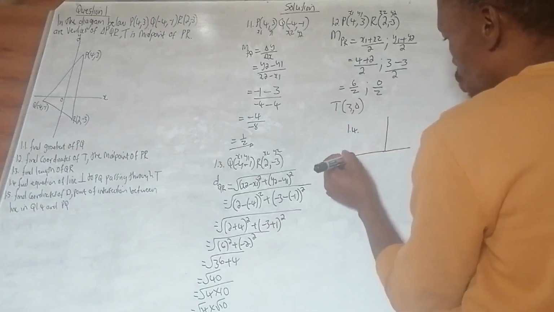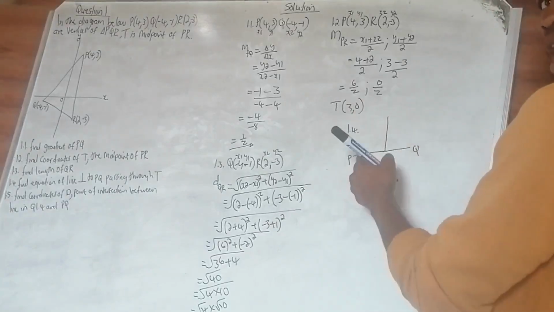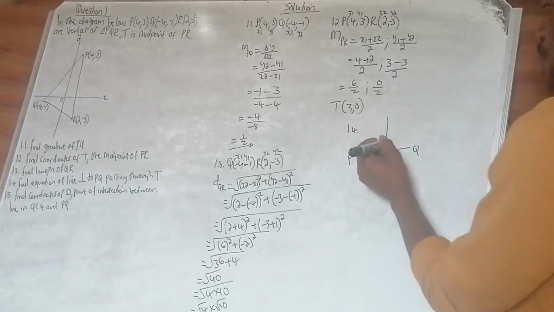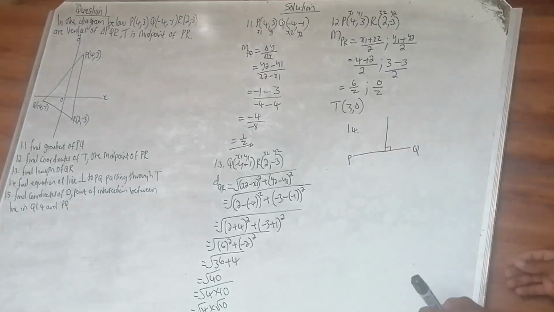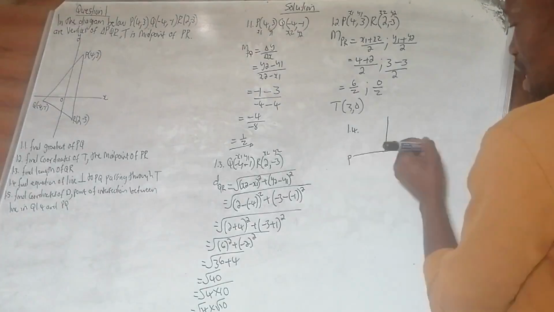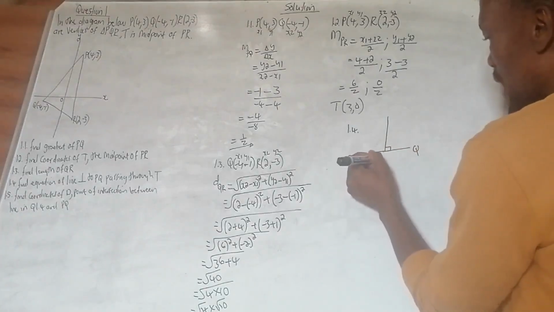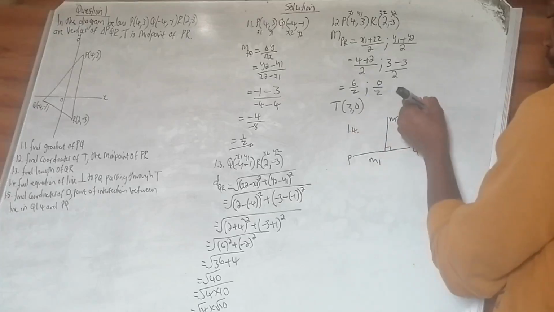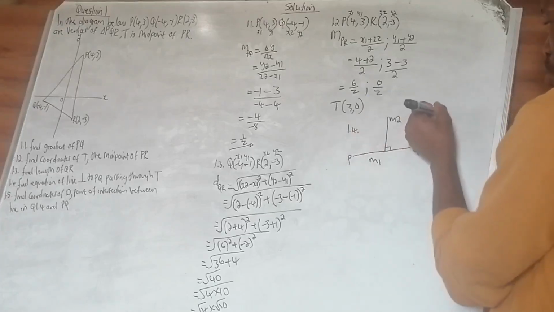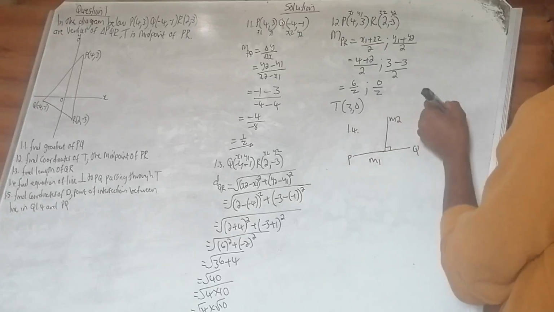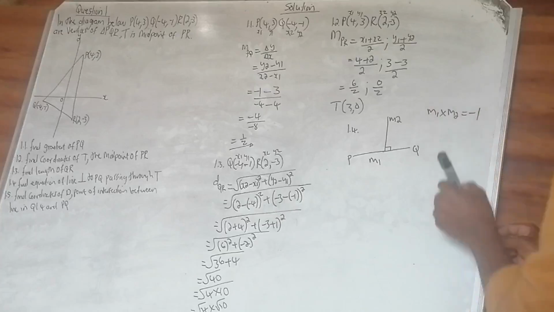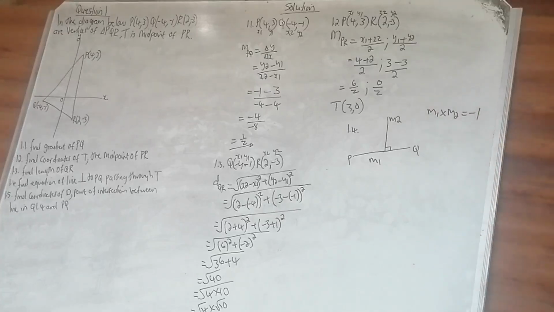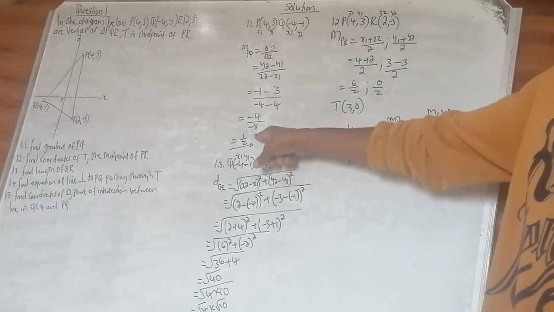That line is perpendicular to PQ, it forms an angle of 90 degrees. So the gradient of PQ is M1, and the gradient of that line is M2. When we multiply the gradients, you must get -1. Now the gradient of PQ is 1/2.